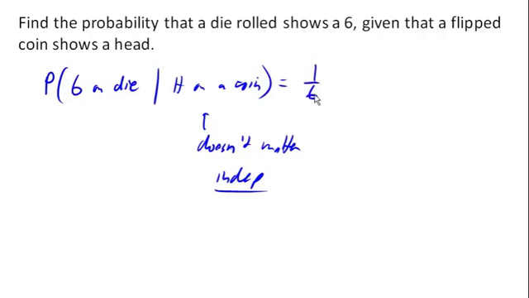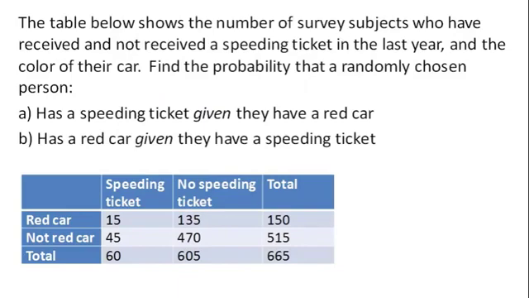Let's look at one more case now. Let's look at a table of values here. These are the speeding ticket folks.